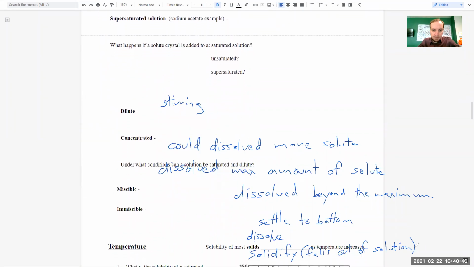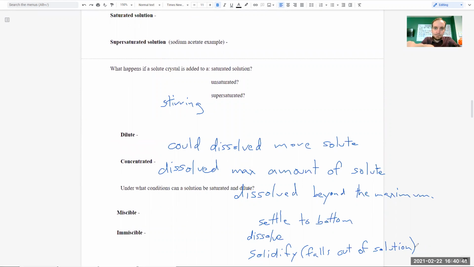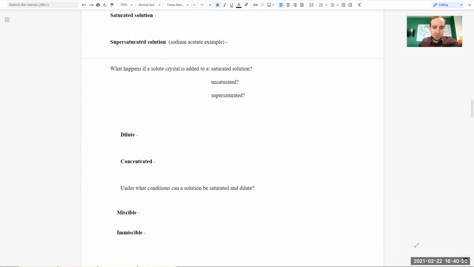Okay, moving on to a little bit more terminology. The next thing we need to talk about is something called dilute versus concentrated. Now, I know you guys have heard these words and you probably have used these words. So if we are a dilute solution, that means we are basically unsaturated, with a low concentration. We could definitely dissolve more.